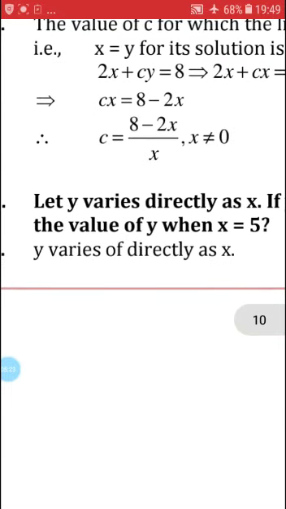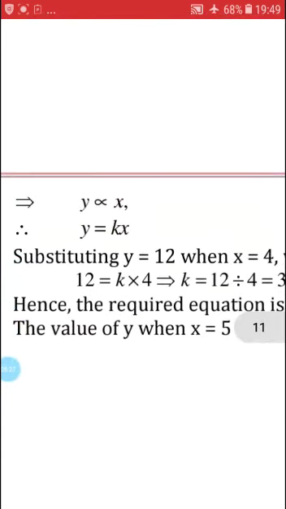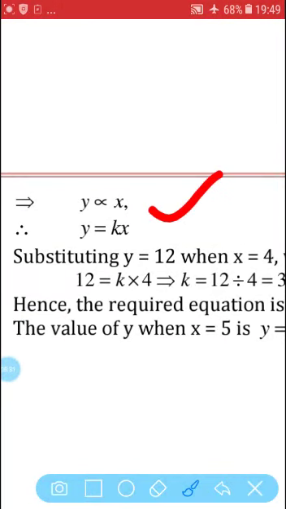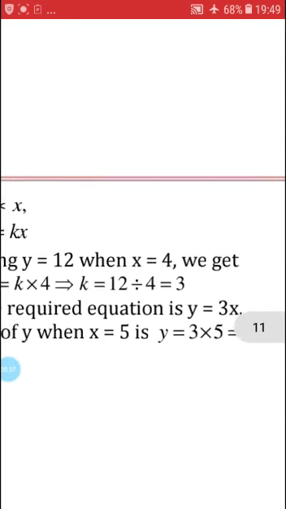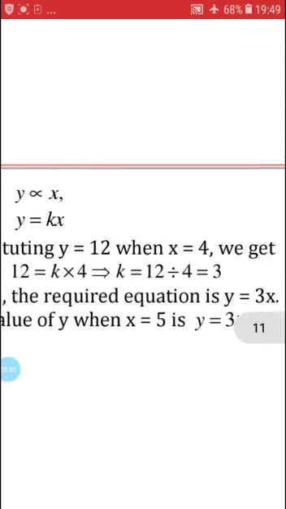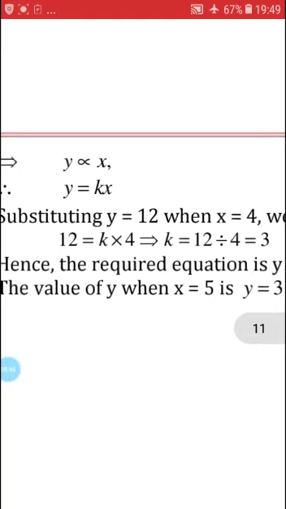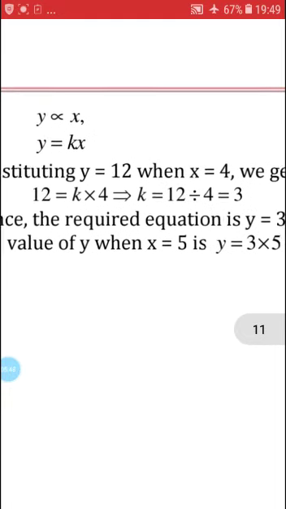So here we have given y varies directly. So y is directly proportional to what? x. To remove directly proportional, we take a constant k. Substituting y is equal to 12 when x is equal to 4, as given in the question, we get 12 is equal to k into 4. Therefore k is equal to 12 divided by 4, how much? 3. Hence, the required equation is y is equal to 3x.